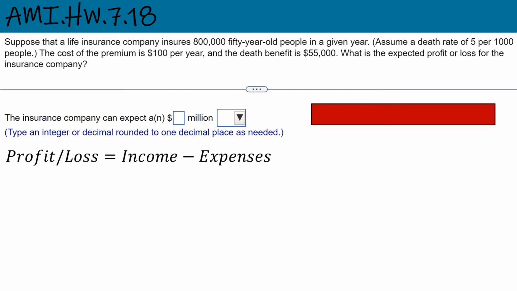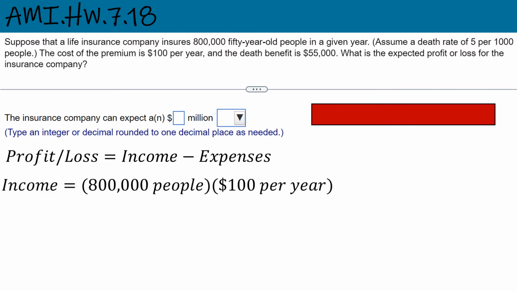So what we want to know in this problem is how much profit or loss they are going to make. So if they make more money than they spend, that's profit. If they have a negative number when they subtract those, they end up with a loss. So let's talk about how much they're going to bring in. They're going to bring in a lot of money because they're going to insure 800,000 people at $100 per year. So for every one of those people, they're going to make $100. That's a lot of money.